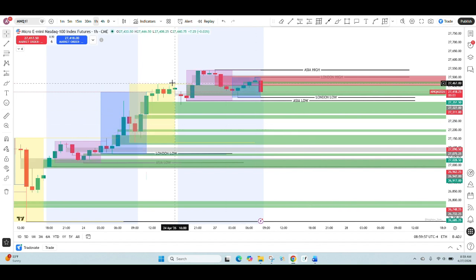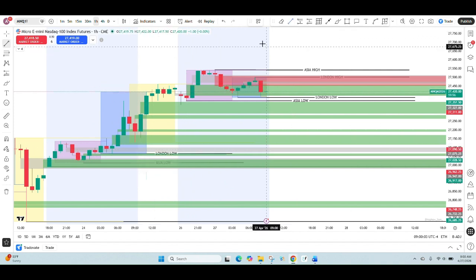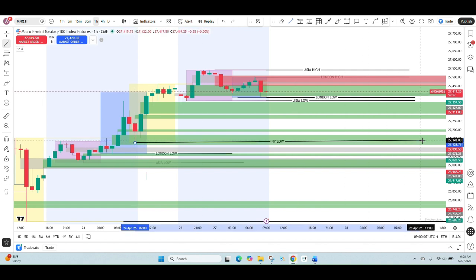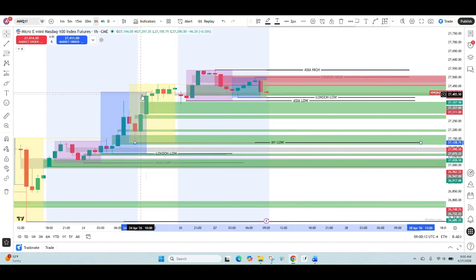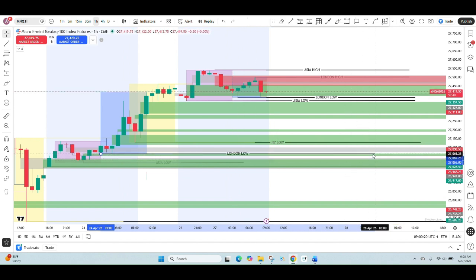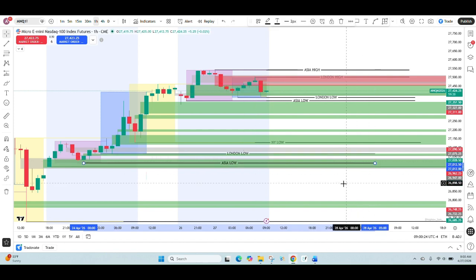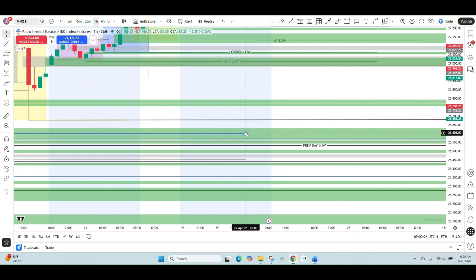Okay. New York high was already taken out by Asia. New York low, we can mark that, so New York low. That would be the low from Friday. Okay, so we have this London already taken out there. Move some of these down some. Extend the lines.